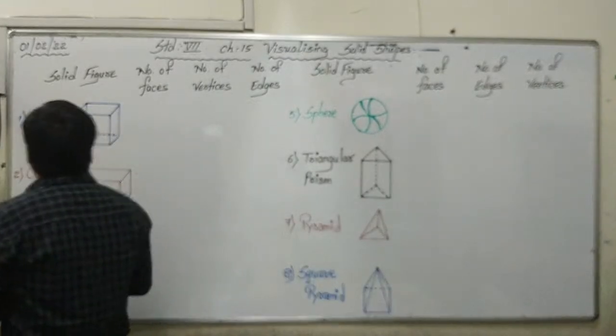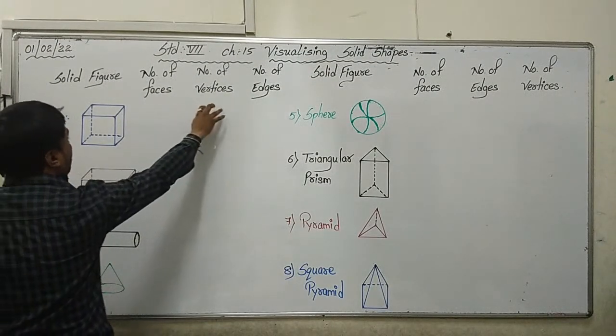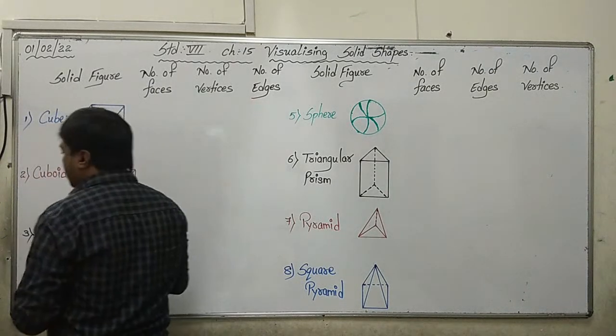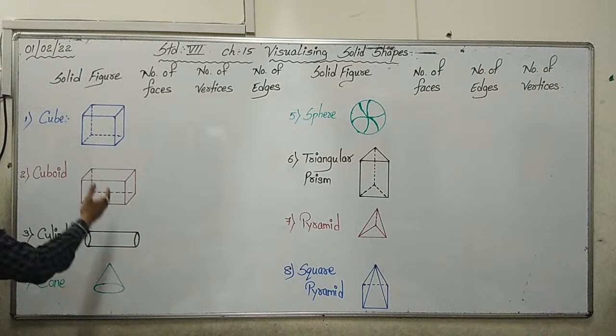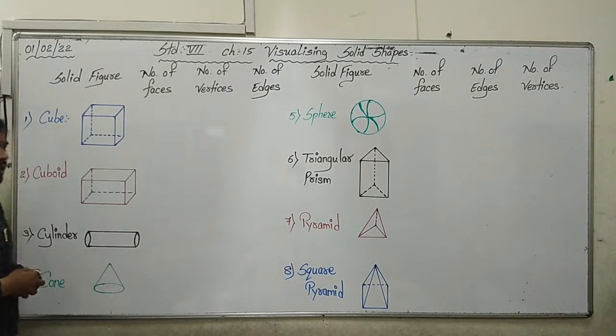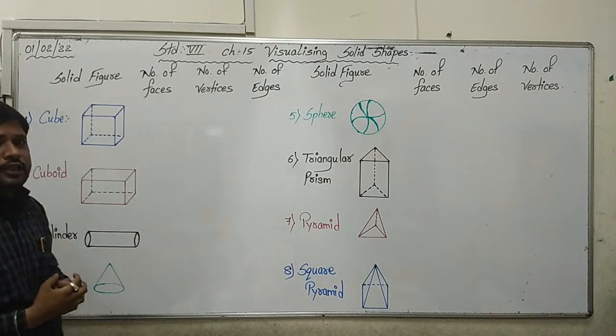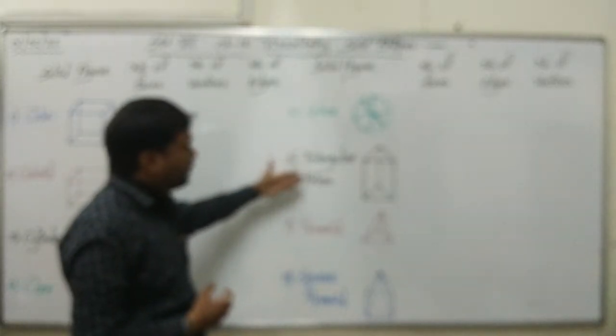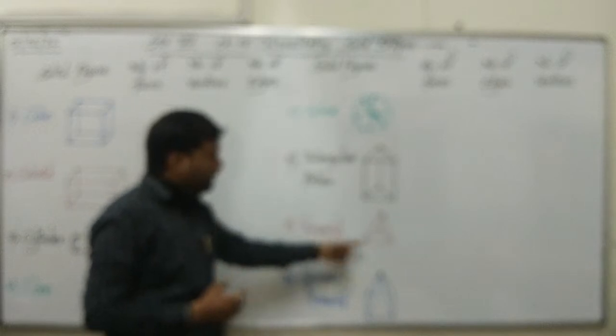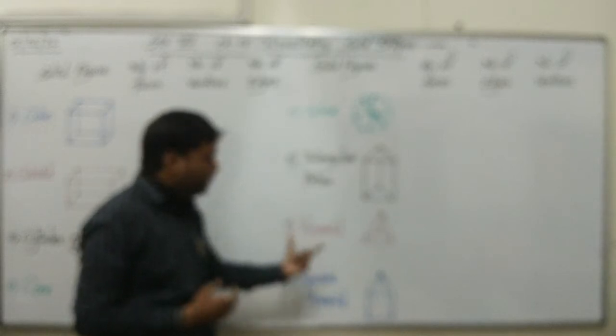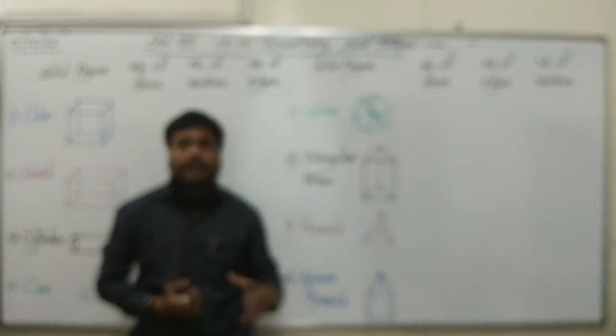So first we are going to identify the number of faces, number of vertices, and number of edges for the different solid shapes. Here are a few solid shapes that I have already drawn on the board. You can see a cube, cuboid, cylinder, cone, sphere, triangular prism, then pyramids. It is triangular in shape, so it is a triangular pyramid, and a square pyramid. One more figure is there, that is the rectangular pyramid.